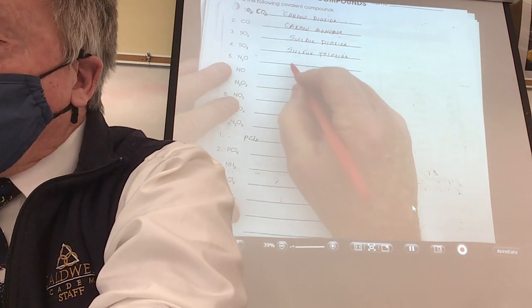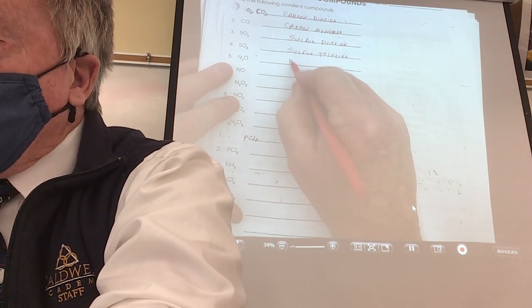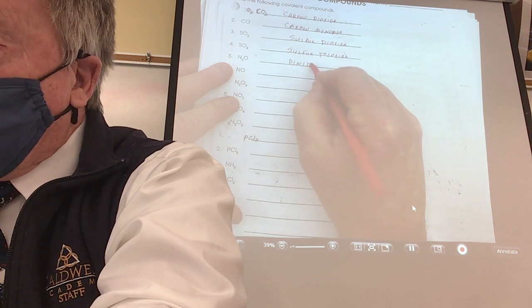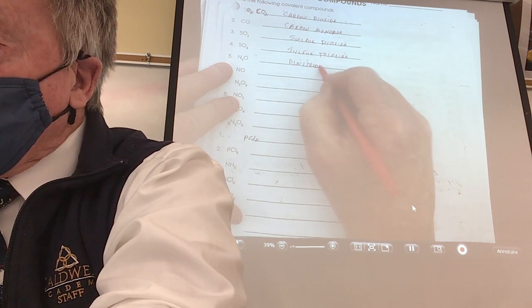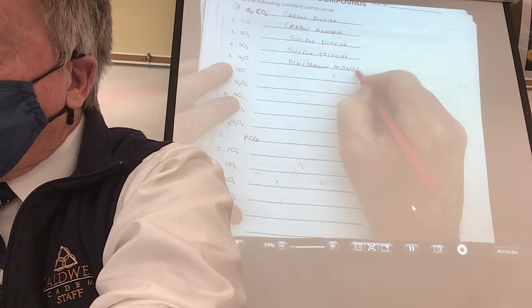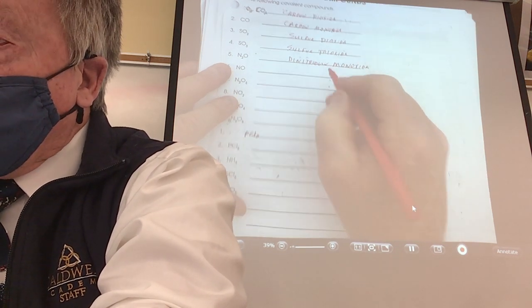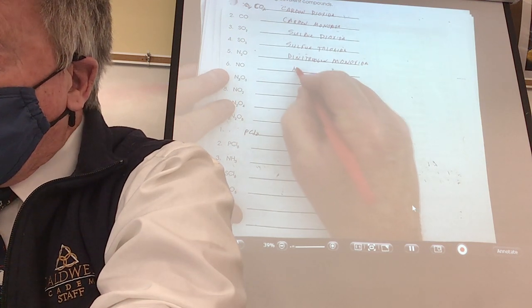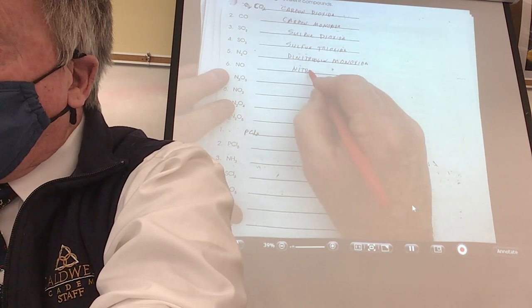All right, go, Taylor. Dinitrogen monoxide. Oh, man, you're good at this. All right, nitrogen. And you do have to say mono on the second element, monoxide. All right, go, Rachel. Nitrogen monoxide. Yes, you don't use mono for the first element.